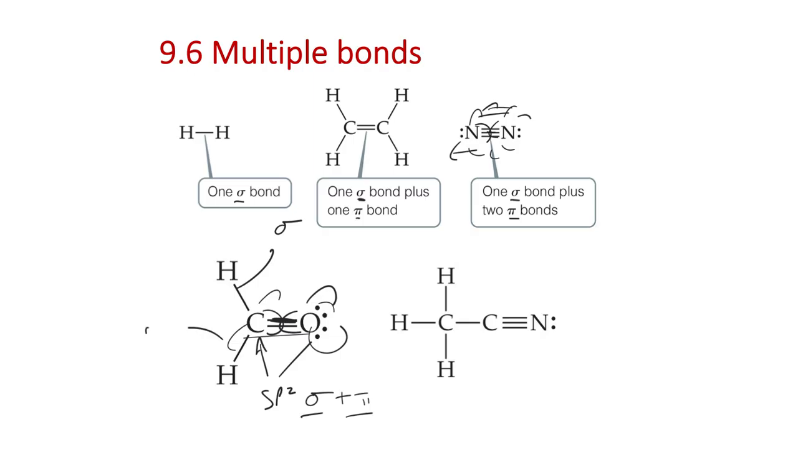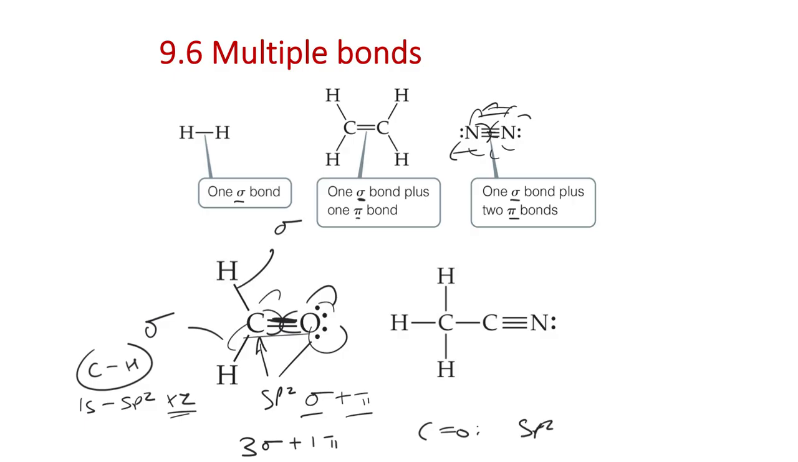So it should be a sigma plus a pi for the double bond, and these bonds here should be sigma bonds. So in total for the molecule of CH2O, formaldehyde, that would be a total of 3 sigma plus the 1 pi. And then the sigmas for the hydrogens would be 1s sp2 overlap. So those are the CH bonds. And the CO double bond could be described as sp2 sp2 overlap for the sigma, and then the leftover p orbital overlap for the pi.